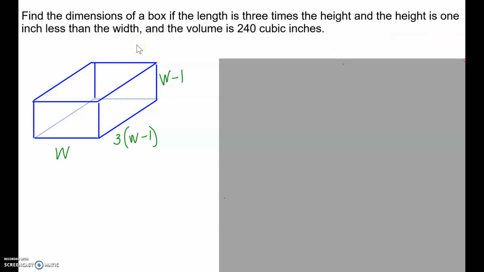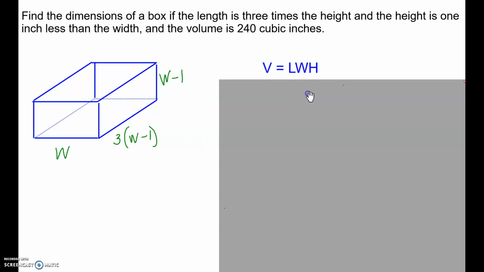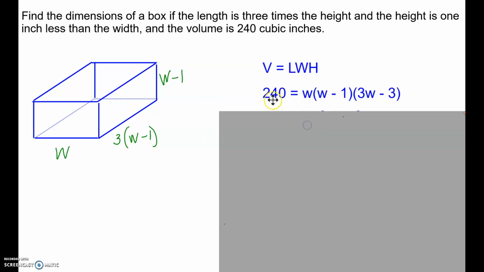So you want to use the best reference, so I'm going to say W will be the width, and then I can define the height in terms of that, so 1 less would be W minus 1, and the length is 3 times that, so 3 times the quantity of W minus 1. Once again, we'll use our formula of length times width times height. So 240 for the volume, and then the order that you put them in really doesn't matter.